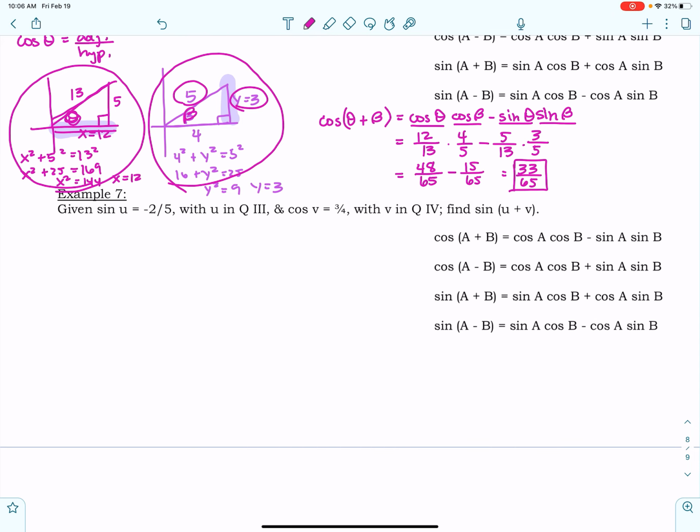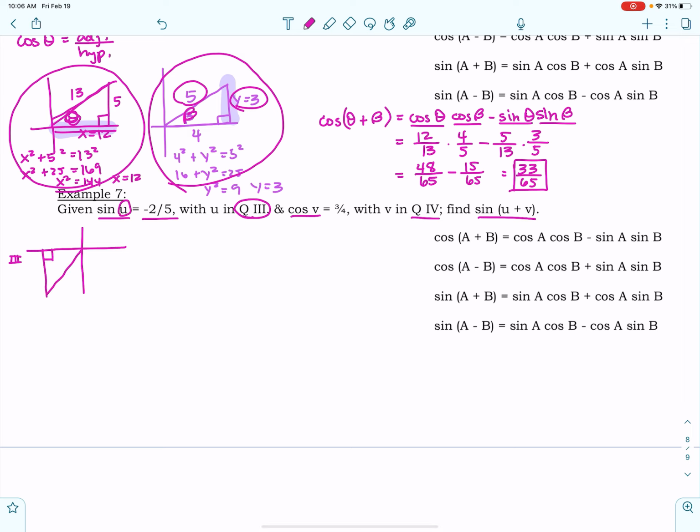All right, so for this one, we're told sine u is equal to negative 2/5. That means we're not in quadrant 1 anymore. U is in quadrant 3, see? Cosine V is 3/4 with V in quadrant 4. So we're finding the sine of U plus V. All right, before I talk about my correct identity, I want to set up my right triangles. Quadrant 3. Well, remember, quadrant 3 is right here. All right, so I'm going to set up a right triangle.